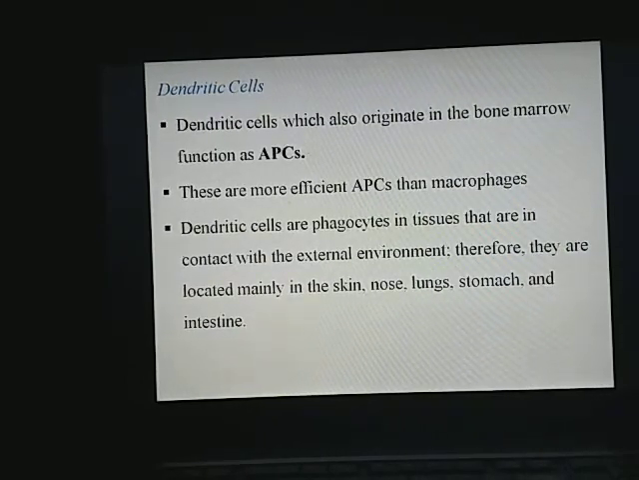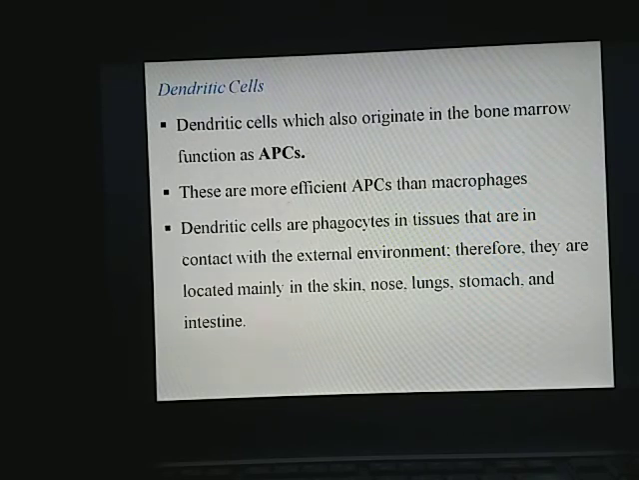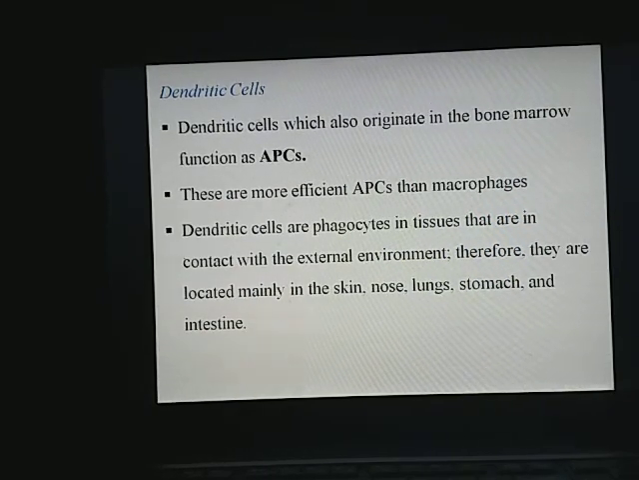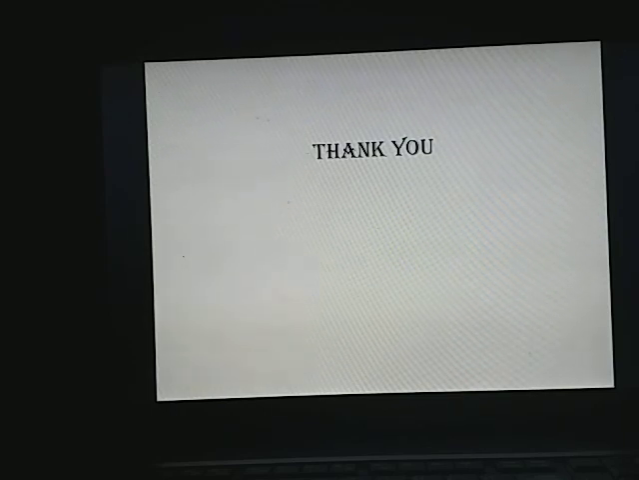The next is the dendritic cell. Dendritic cells, which also originate in the bone marrow, function as antigen presenting cells. These are more efficient antigen presenting cells than macrophages. Dendritic cells are phagocytes in the tissues that are in contact with the external environment. Therefore, they are located mainly in the skin, nose, lungs, stomach, and intestine. So, these are the components of the immune system.